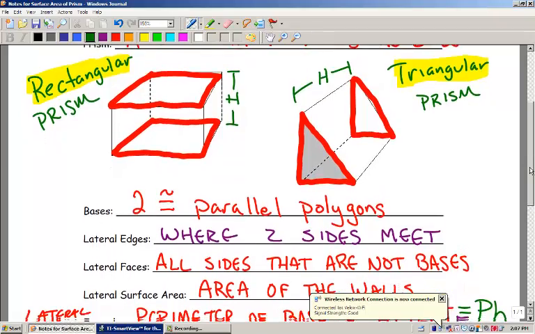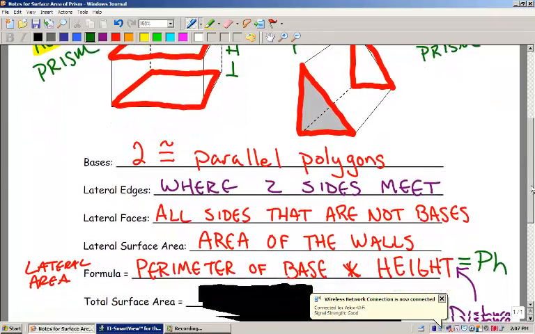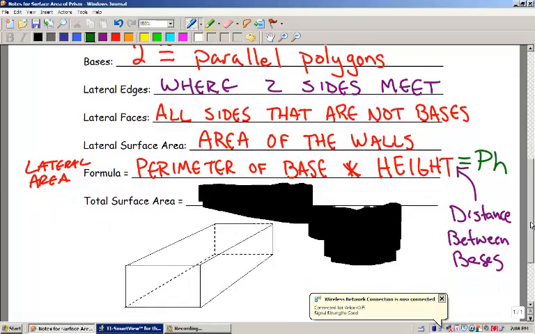Now, in order for you to find the lateral surface area of any prism, this is the formula that we're going to use. The lateral surface area is the area of the walls of your prisms. So in order for us to find the lateral area, we will take the perimeter of a base and multiply that by the height, or as I refer to it, the distance between your bases. We are going to use the formula capital P times H to find the lateral area.